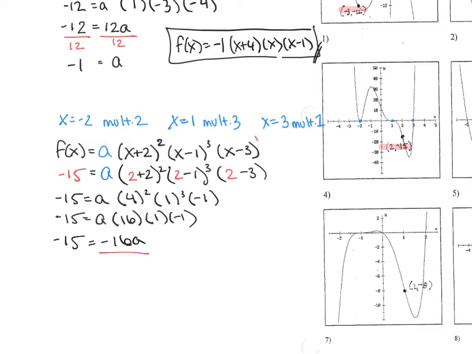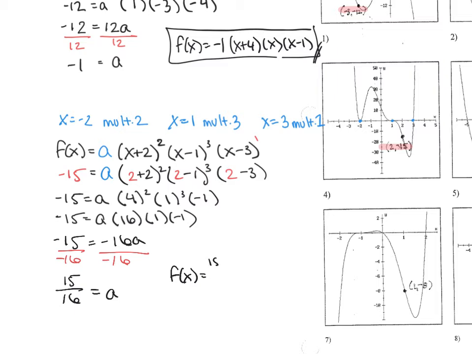So from here, I'm going to divide both sides by negative 16. And we end up with a positive 15 over 16 is equal to a. You can plug this into your calculator if you want and get a decimal, but that seems like a lot of work. This was, I think, kind of quicker. So we've found our a value. We're not done yet. We have to take it and plug it back into our equation.